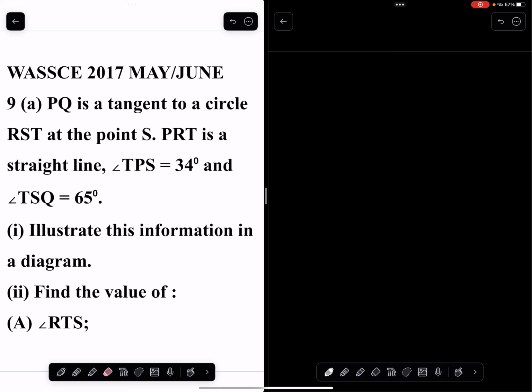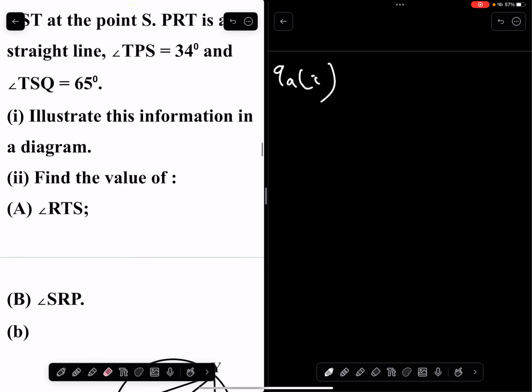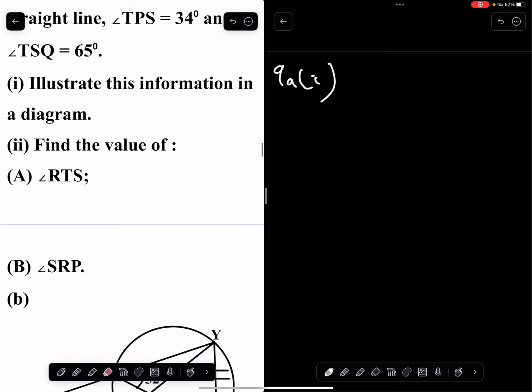Now let's take another one very, very quickly. This one is from year 2017, question 9A. The first one is Roman figure 1. PQ is a tangent to a circle RST at the point S. PRT is a straight line. Angle TPS equals 34 degrees and angle TSQ equals 65 degrees. Roman figure 1 says, illustrate this information in the diagram. And Roman figure 2, find the value of A, angle RTS, and B, angle SRP.